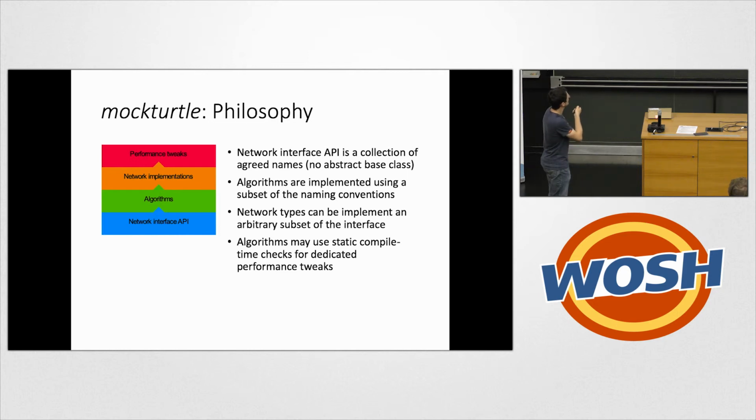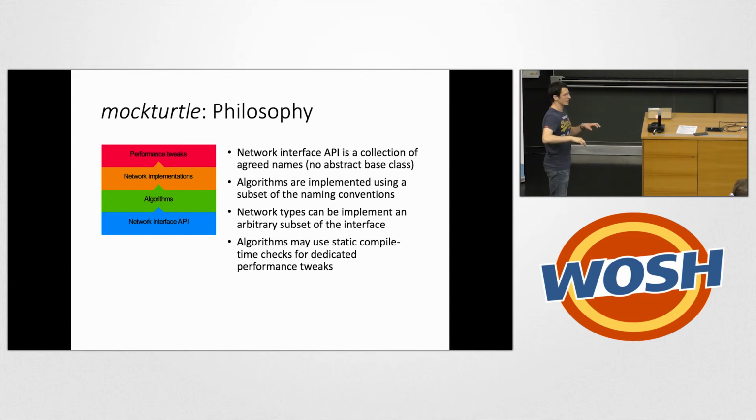The idea here is that the algorithms are implemented with an abstract network API, which is a collection of names on which we agree. Then we implement the algorithms on top of this abstract network interface API, and later on implement the network types.